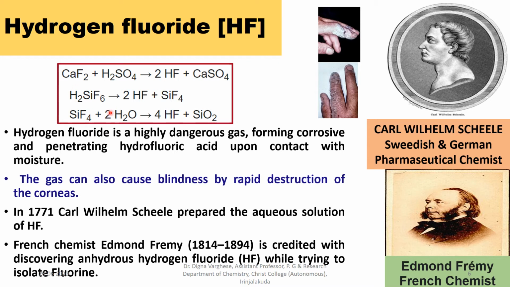Another method of preparation of hydrogen fluoride is by the action of sulfuric acid on calcium fluoride, giving hydrogen fluoride as the product. About 20% of the hydrogen fluoride is obtained as a byproduct of the fertilizer industry, when it is treated with hexafluorosilicic acid, giving hydrogen fluoride and silicon tetrafluoride. Silicon tetrafluoride undergoes hydrolysis, giving hydrogen fluoride.